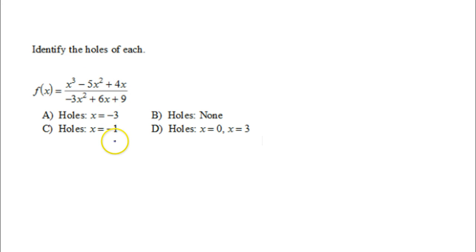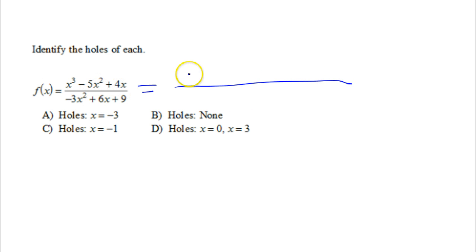Let's identify the holes in the graph of this rational function. A hole will occur when there is a factor in the numerator and the denominator that will cancel out. So we're going to have to factor the numerator and denominator and see if there's anything that will cancel out.